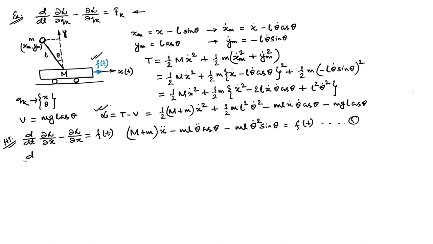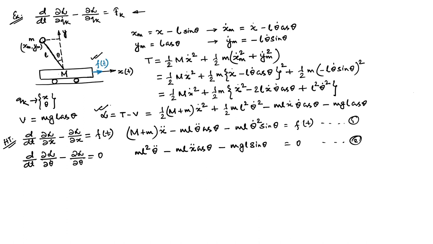Now, the second equation will be d dt of partial differential of L with respect to the second generalized coordinate, that is theta dot, minus dou L dou theta, and now there is no force acting, so this will be 0. If you do that, you will ultimately get m L square theta double dot minus m L x double dot cos theta minus m g L sin theta is equal to 0. So, that is the second equation. Again, I do not go through each and every step, you can do it and cross verify, but you will ultimately get these two equations.